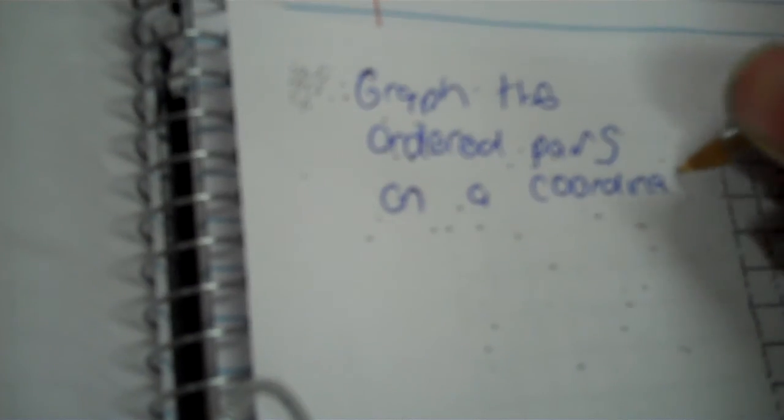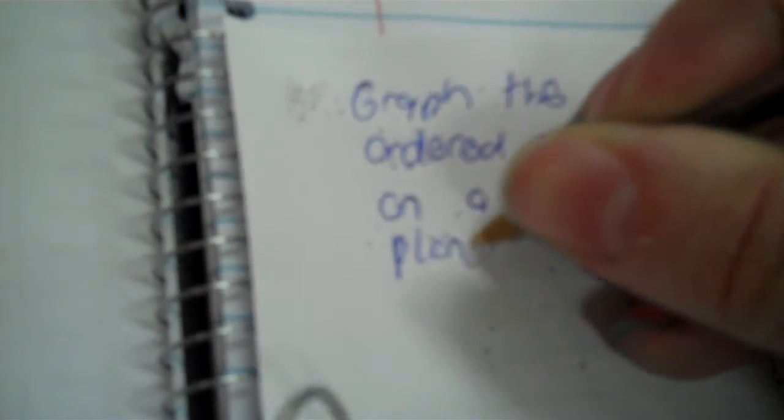Okay, so I'm going to write the directions down. Graph the ordered pairs on a coordinate plane. Now when I give you a bunch of different points, we're just going to put them all in the same plane. So here's what we have. Parentheses 0, 5, parentheses 6, 3, parentheses 8, 0, and then 10, 3.